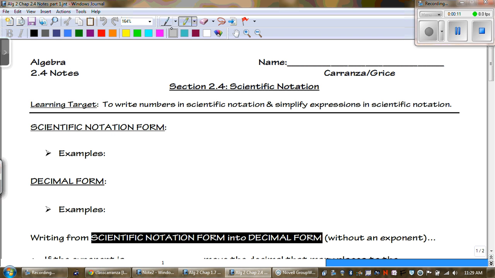Our learning target today is to be able to write numbers in scientific notation and simplify expressions into scientific notation.